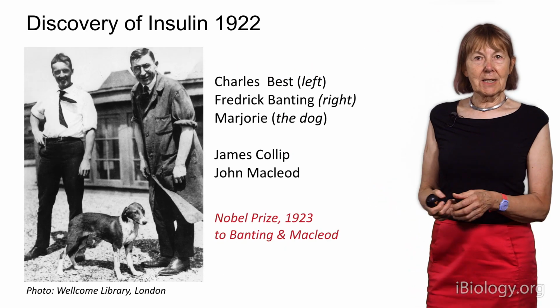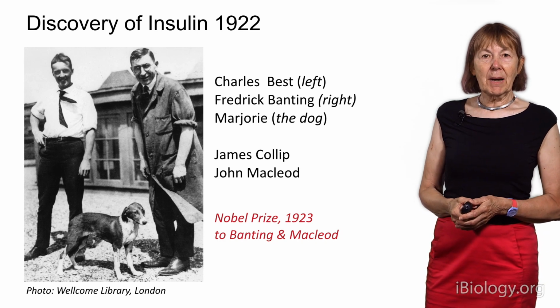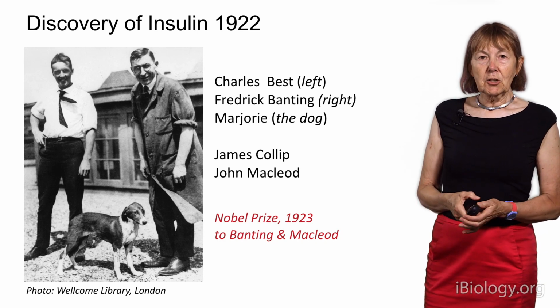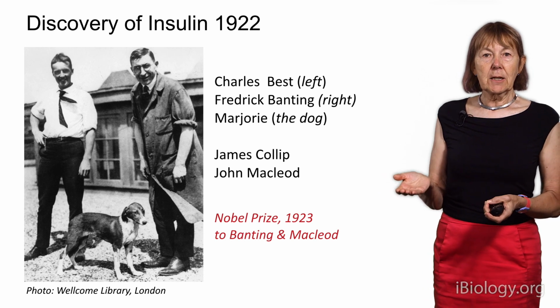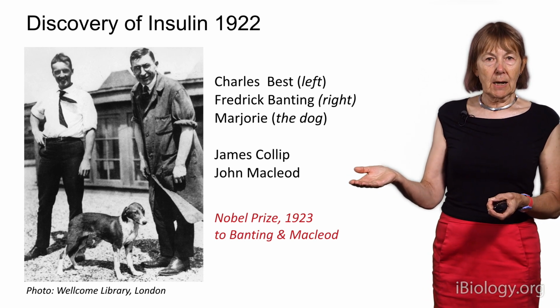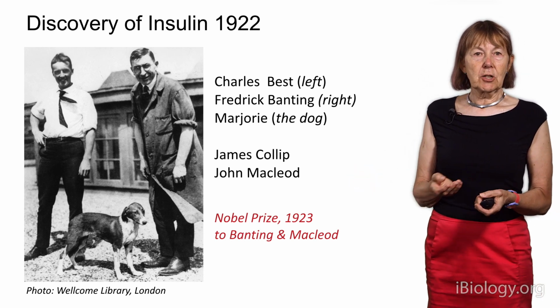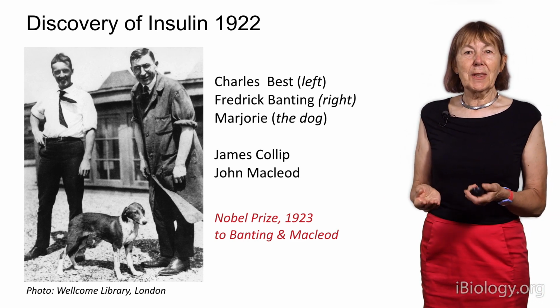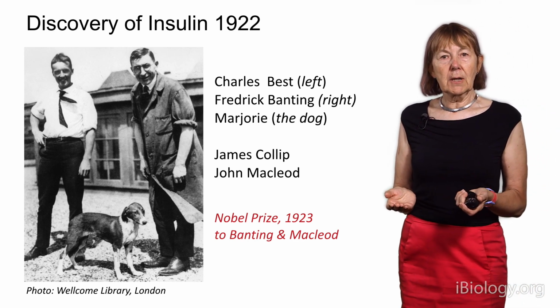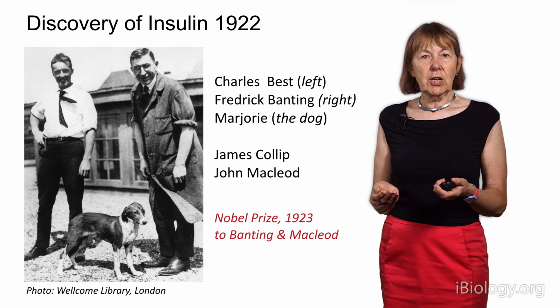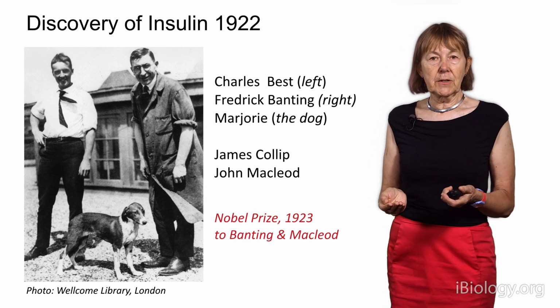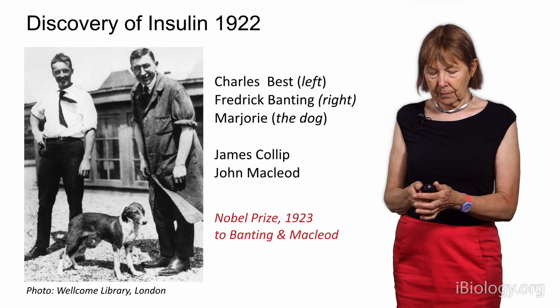Insulin was discovered in 1922 in Canada by a team of 4 people: Charles Best, Frederick Banting, James Collip, and John McLeod. This picture shows you Charles Best and Frederick Banting with their dog Marjorie, who was the first dog they were able to keep alive by injecting her with insulin after the pancreas had been removed.